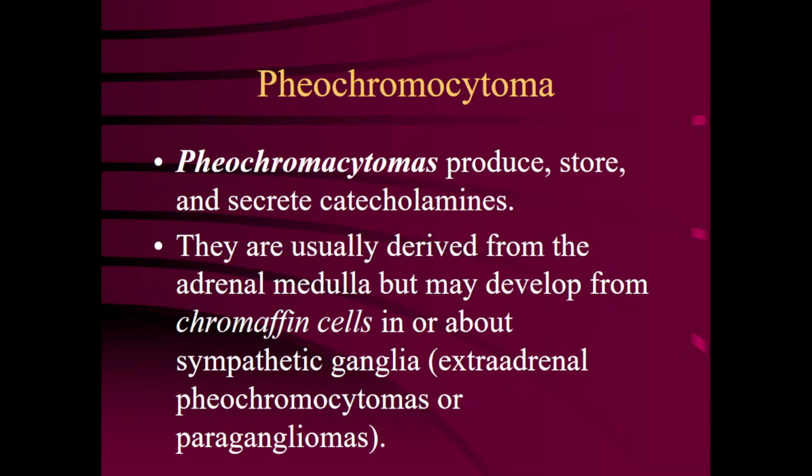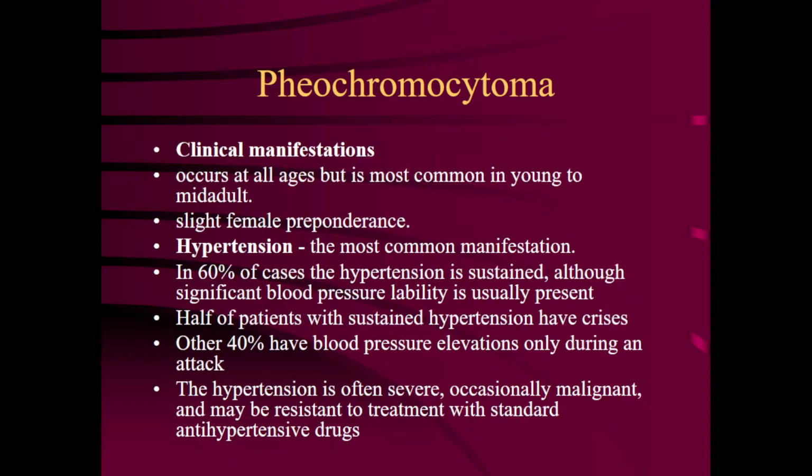Pheochromocytoma. Pheochromocytoma produces, stores and secretes catecholamines, and pheochromocytoma can be present in adrenal medulla, but may develop from chromaffin cells in or about sympathetic ganglia, extra-adrenal pheochromocytomas or paragangliomas. Clinical manifestations are different, but arterial hypertension is the most common manifestation.